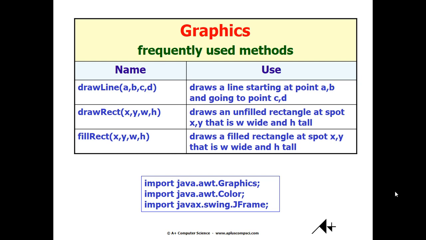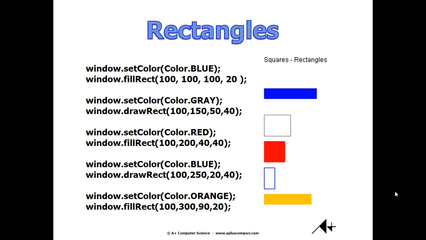So depending on what you're trying to do, maybe you just want the outline of a rectangle, or maybe you want to fill the whole thing in. Different commands for that. And it's just some examples. Like we've got red, we've got orange, we've got blue, and you can see some of them are filled in. This one's gray, the outline is gray, but it's a draw rectangle, so it's just the outside. The next one is red, but it's fill rectangle, so the whole thing is red.